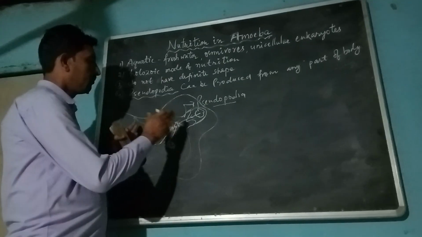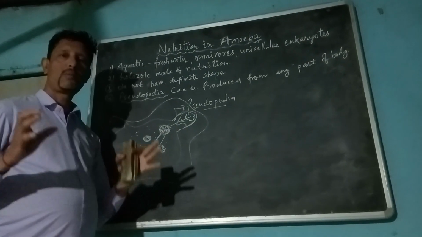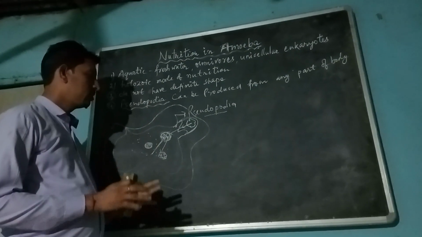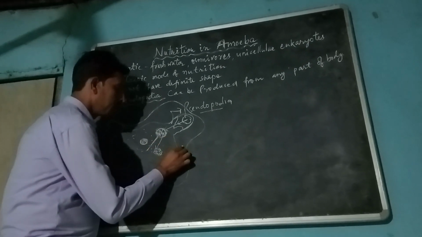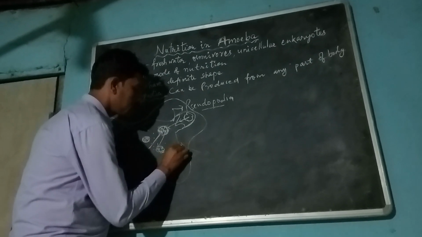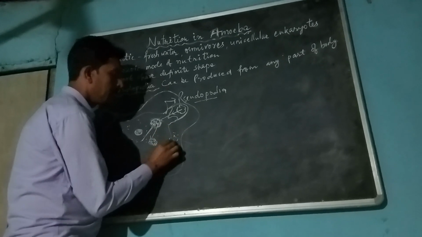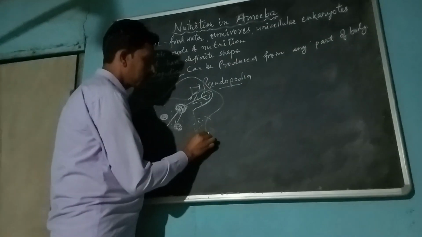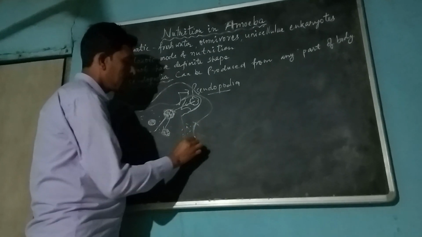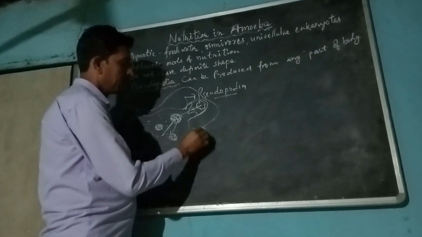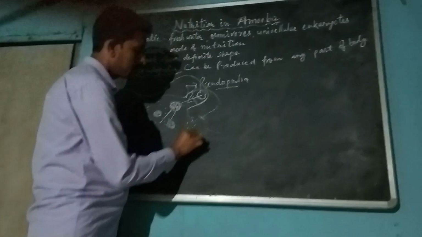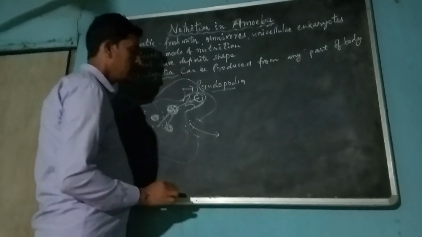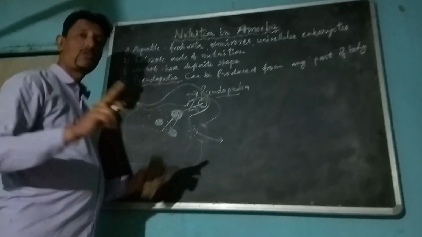Finally, when the food gets digested, definitely some of the food particles will not get 100% digested by the amoeba. Suppose this is your undigested food particle. That food particle, at the outer membrane of the amoeba, will get ruptured or degenerated. From that ruptured area, the undigested food particles come out from the amoeba body. This is known as egestion.